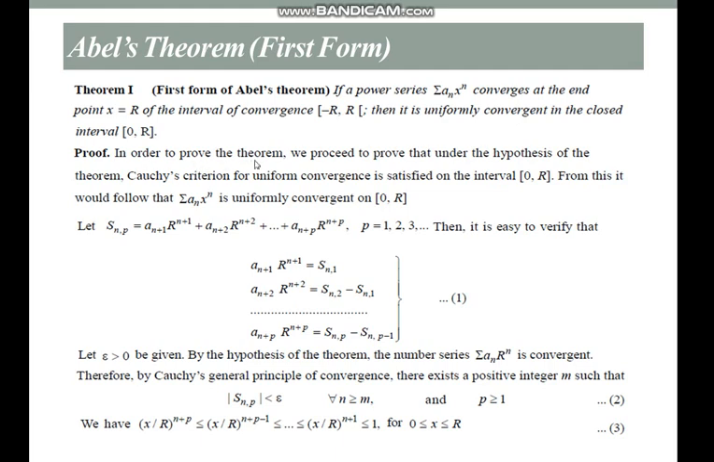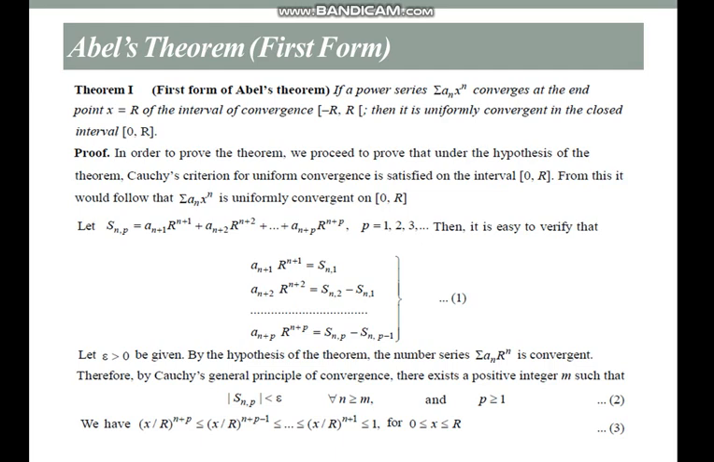In order to prove the theorem, we proceed to prove that under the hypothesis of the theorem, Cauchy's criterion for uniform convergence is satisfied on the interval 0 to R, and from this it would follow that the summation a_n x^n is uniformly convergent on the closed interval 0 to R. Let S_{n,p} = a_{n+1} R^{n+1} + a_{n+2} R^{n+2} + ... + a_{n+p} R^{n+p}, where p = 1, 2, and so on.